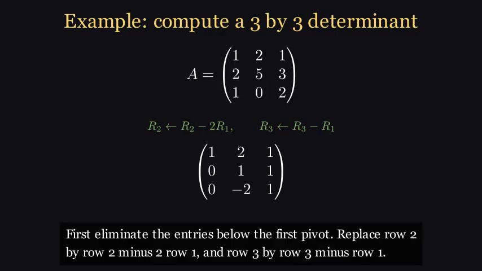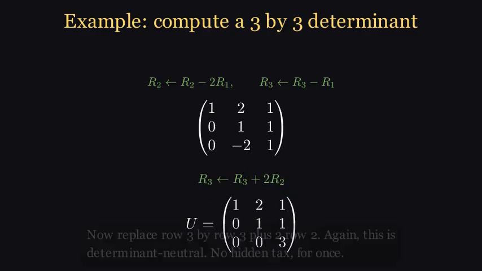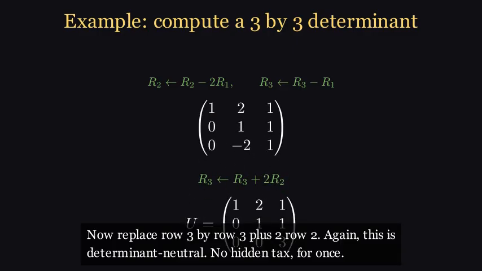First, eliminate the entries below the first pivot. Replace row 2 by row 2 minus 2 row 1, and row 3 by row 3 minus row 1. Both are row replacements, so the determinant is unchanged. The matrix is already looking less like a spreadsheet having a panic attack. Now replace row 3 by row 3 plus 2 row 2. Again, this is determinant neutral, no hidden tax. For once.